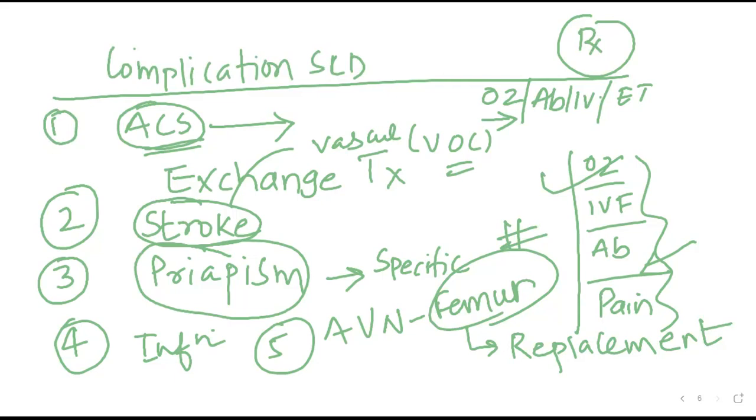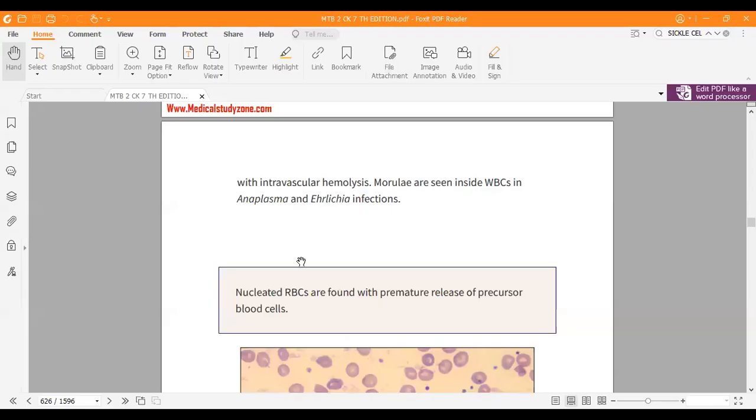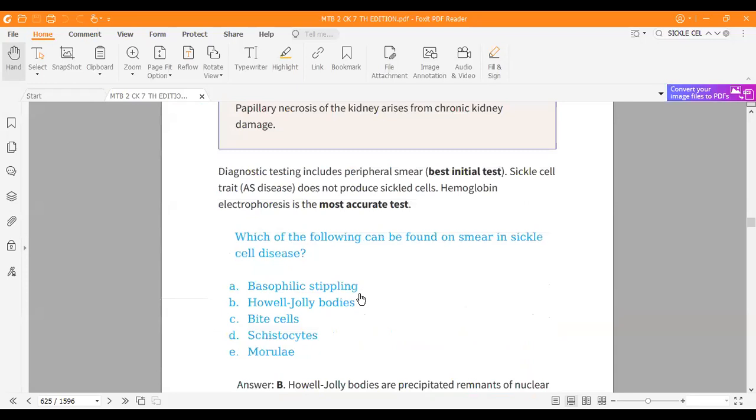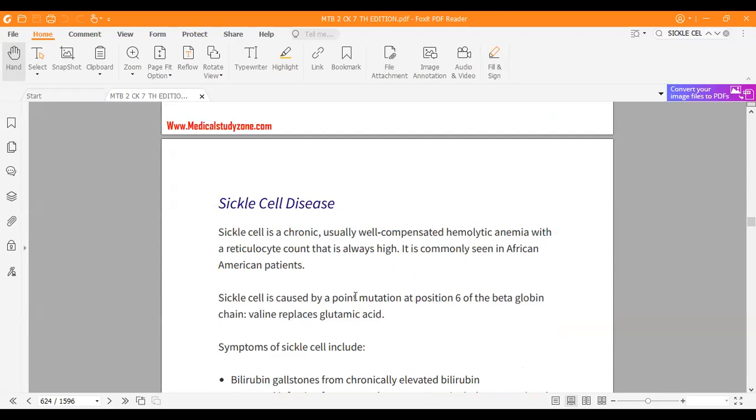Okay, sir. Now, see the literature. Can you see my screen? Yes or no? Yes, sir. Can you see this sickle cell disease or not?